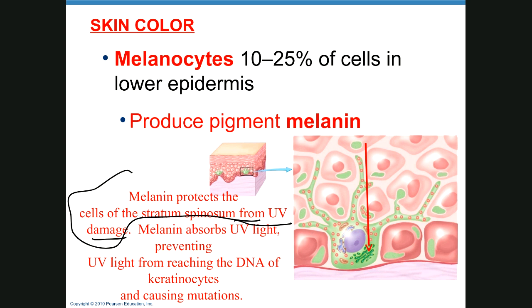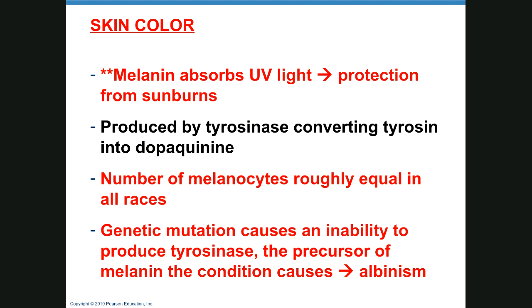What they need is exposure to UV light to make vitamin D. People that live in areas that are very sunny need protection from the UV light. The making of vitamin D is not much of a problem because there's plenty of sunlight. So we'll talk about this also again when we talk about vitamin D in a few PowerPoints. So you should know the function of melanin.